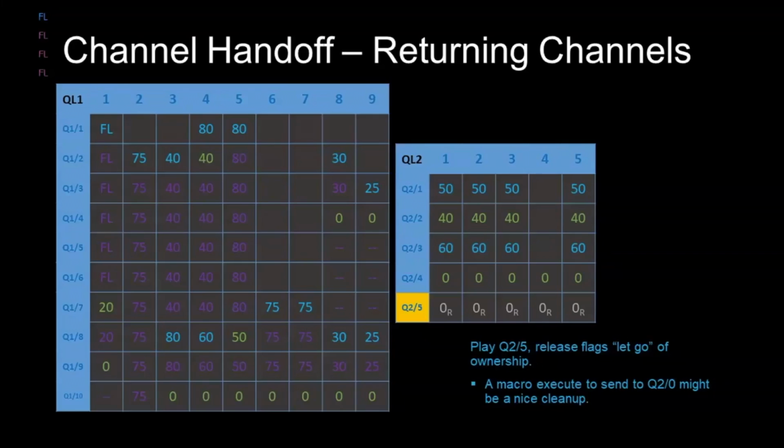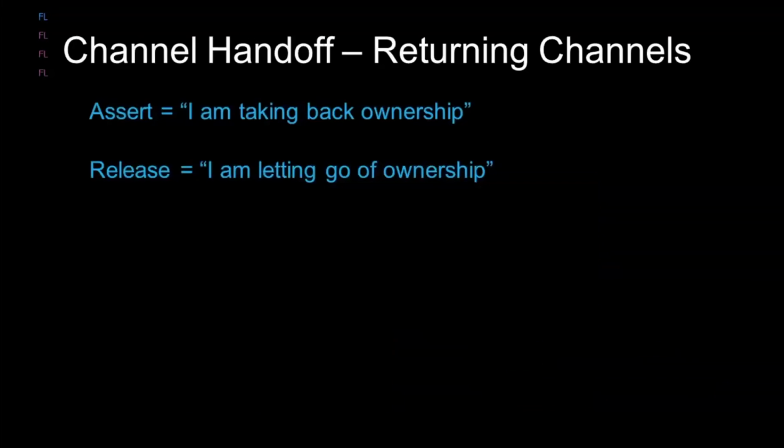Okay. So release flags are awesome. A quick summary. Assert means I am taking back ownership. And if you've worked in a single QList environment for a long time, you'll know that we block and assert all of our blackouts, all of our tops of scenes, because block is edit, assert is playback. Assert says, make the stage look like this queue says, no matter what.